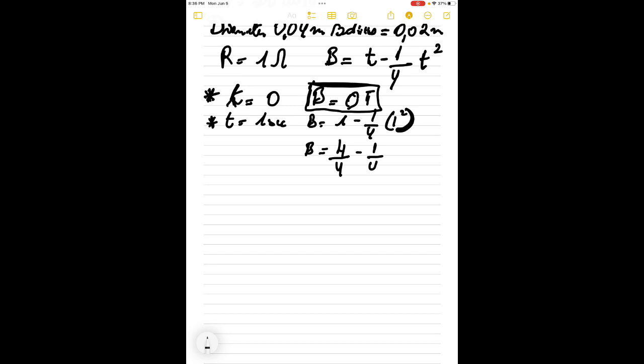So the graph will look like this: 1, 2, 3, 4. This is time in seconds. When it's 0, it's 0. When it's 1, it's 3/4. When it's 2, it's 1. When it's 3, it's 3/4, and when it's 4, it's 0. So it's going to look like this. This is the relation between the magnetic field and time.